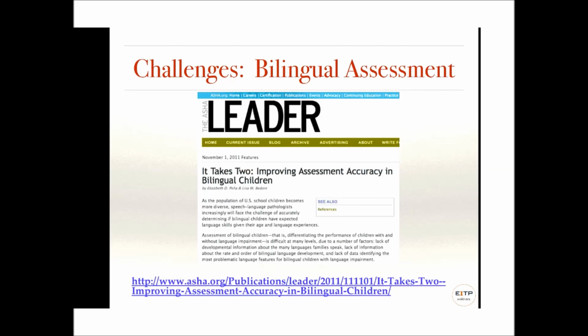There's a nice article, and again, I don't claim to be an expert on bilingual assessment. I just thought we would discuss this a little bit as it pertains to being a difference, and I wanted to provide some information and resources for you to read further for yourself. I thought this was a good article from the ASHA Leader. As our population is changing and becoming more diverse, we are faced with a challenge: whether bilingual children have expected language skills given their age and their language experiences.